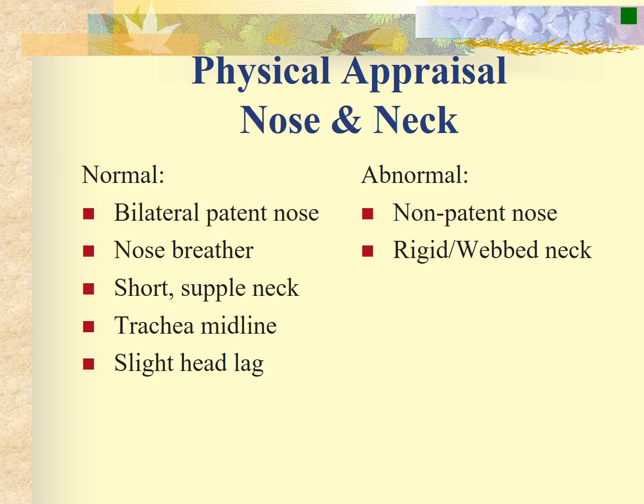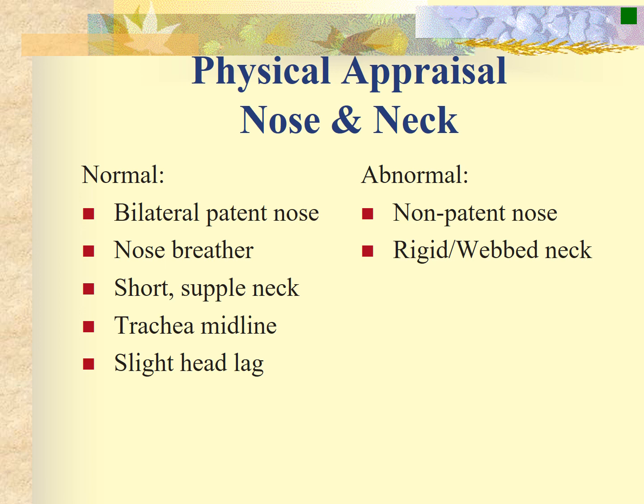The nose and neck. Bilateral patent nose: they are nose breathers, and they should be able to breathe in each side. The way you can check that is to take one finger and occlude one side of the nares, and they should still be able to breathe, and then you do the opposite nares, and that way you can tell if each nares is able to breathe air through it. They have a short, supple neck, and their trachea should be midline. If it's not, you wonder about some kind of a tumor you can't see. And their head is going to lag a little bit. The head and neck muscles aren't very developed yet.